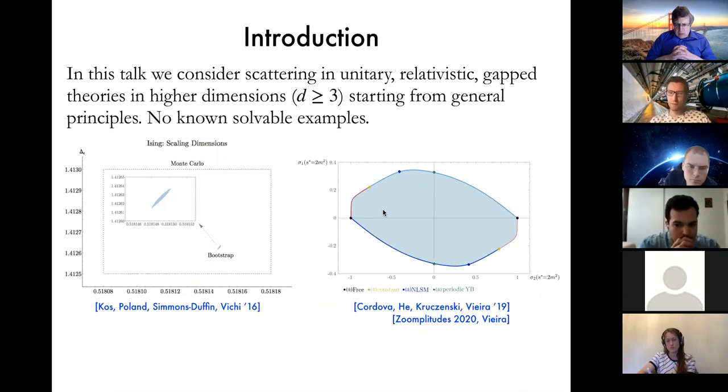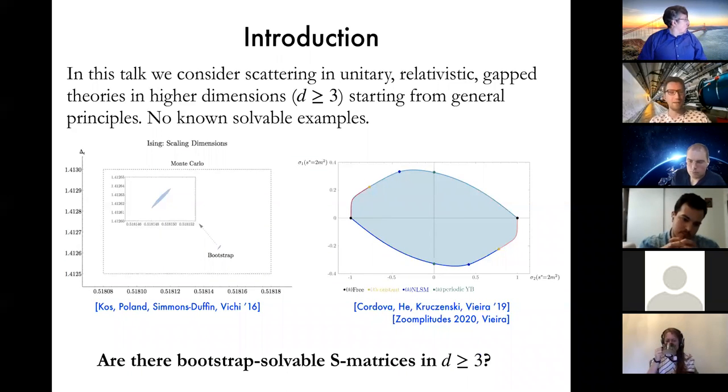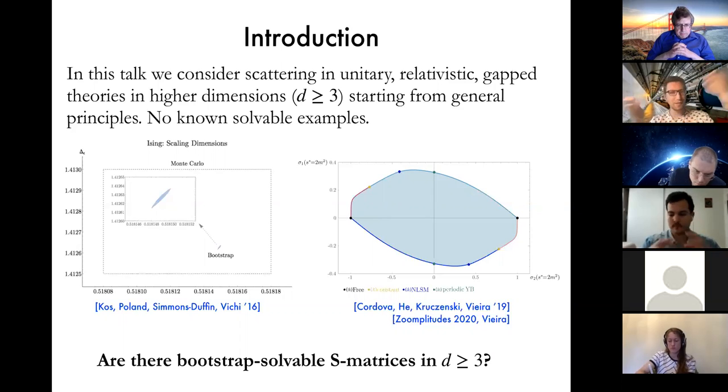Now, the plot on the right corresponds to scattering in a two-dimensional theory, and the big question that we would like to understand, of course, I will not have an answer to this question in this talk, is: are there bootstrap-solvable S-matrices in D larger than or equal to 3? So that's what we want to have. The hope is that high-dimensional CFTs are solvable in this sense, 2D S-matrices also seem to be of the same type, and maybe we are lucky and we can solve also some interesting theory in high dimensions in some sense.